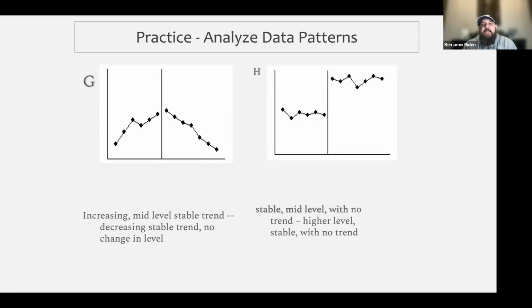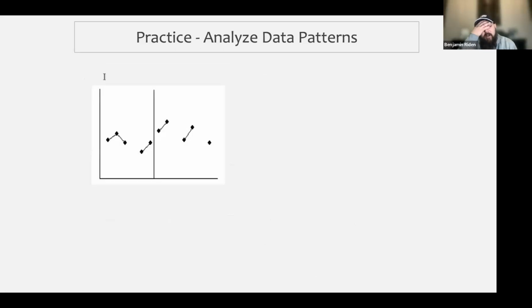So our baseline data here would be stable at the mid-level with no trend, and our intervention data would be at a higher level that is stable with no trend. So let's look at graph I here.